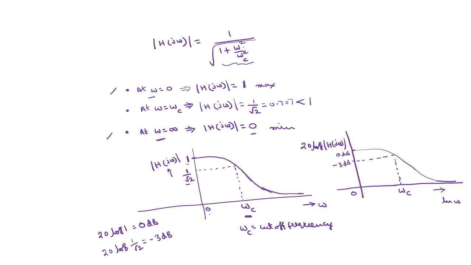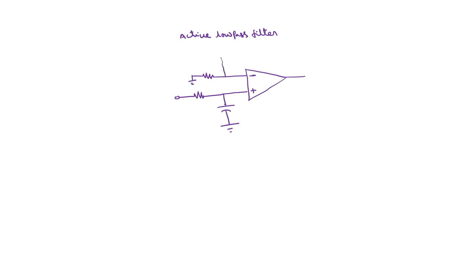If I take the active low pass filter, the network that we have considered is resistance and then capacitance. The same circuit will be here also, but in addition to this we have to use an operational amplifier. This is the output V0 of t, this is the input Vi of t. Instead of taking the output from here, we are taking the output after the operational amplifier. This is R1, Rf, this is simply R and C.